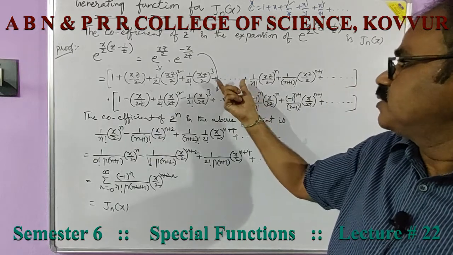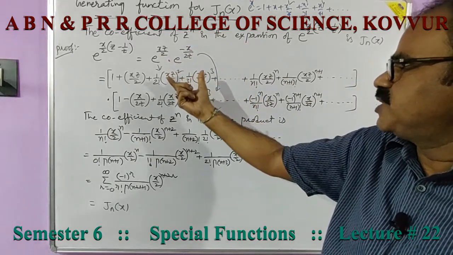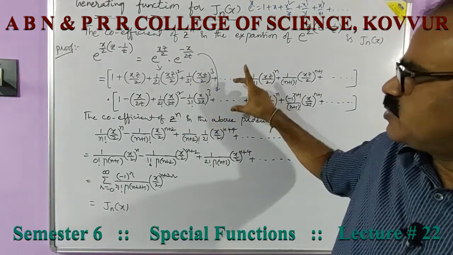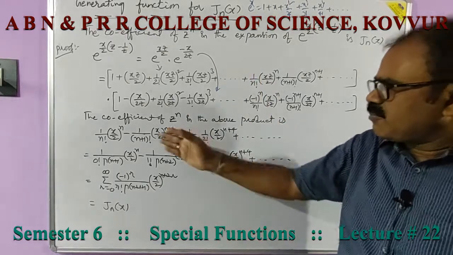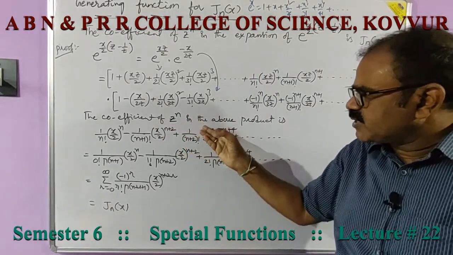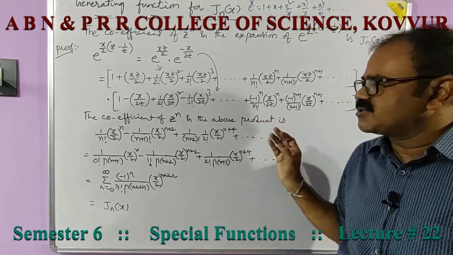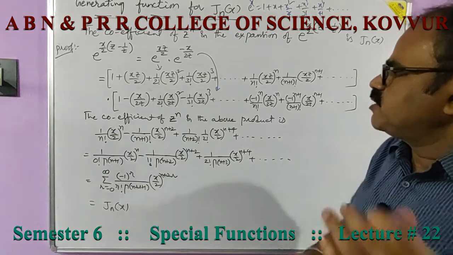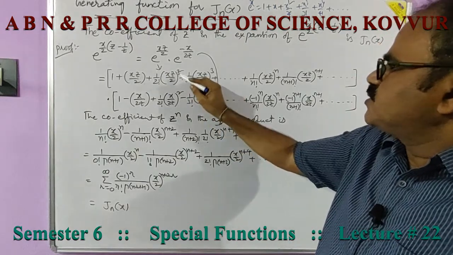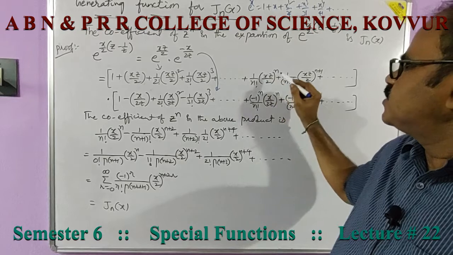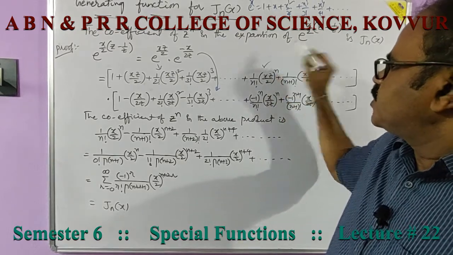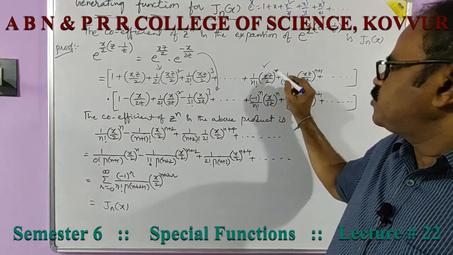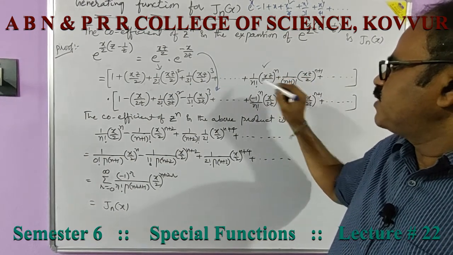This is the expansion of e power xz by 2. The second one is the expansion of e power minus x by 2z. This is the product. In the above product, the coefficient of z power n is, pick up the coefficient of z power n. First of all, where is z power n? This is z square, z cube, and this is z power n: x power n, z power n by 2 power n. That means x by 2 whole to the power of n into z power n, 1 by n factorial.